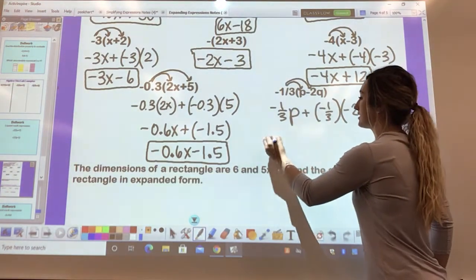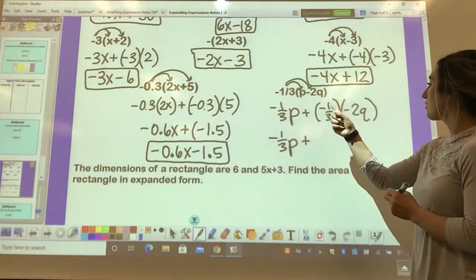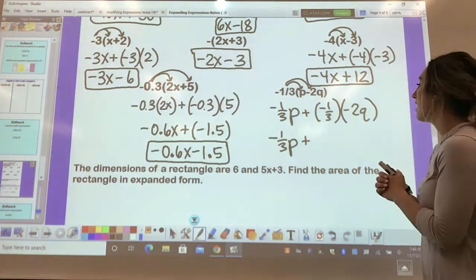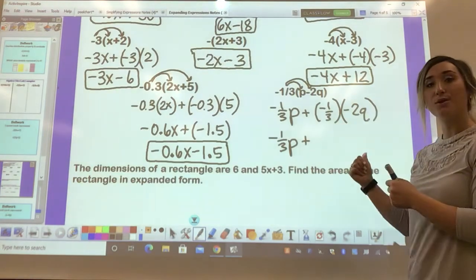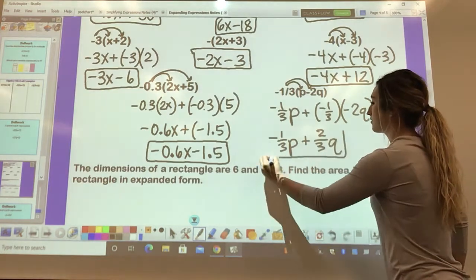So our first term stays the same. And then plus negative 1/3 times negative 2q. Negative times negative is a positive, and 1/3 times 2 over 1 would be 2/3 q.